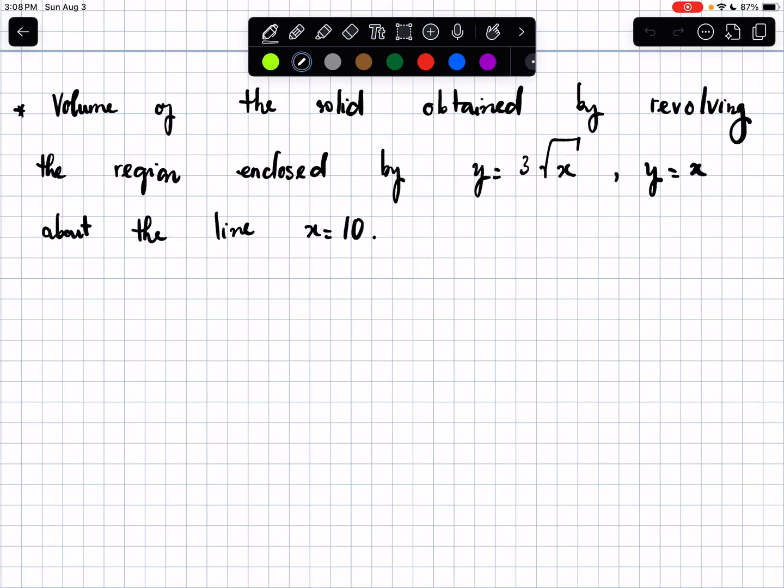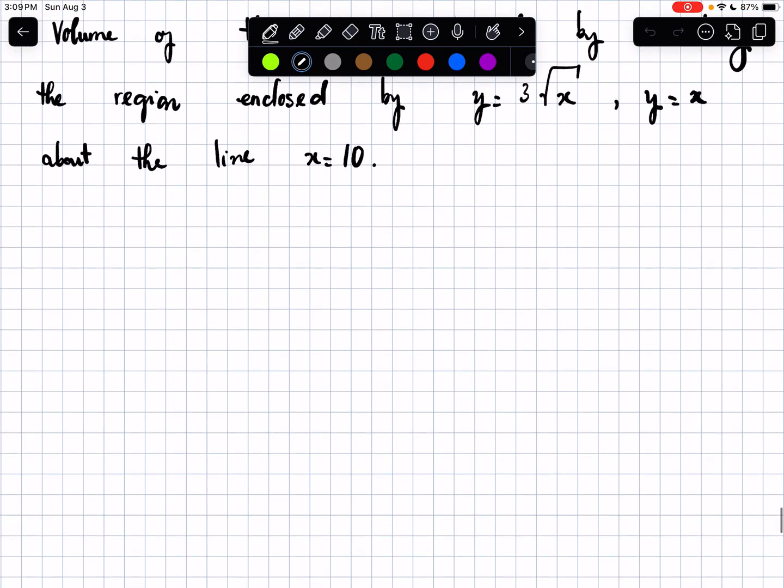We need to compute the volume of the solid obtained by revolving the region bounded by the two curves about the line x equal to 10. The first curve is y equal to 3 times square root of x.